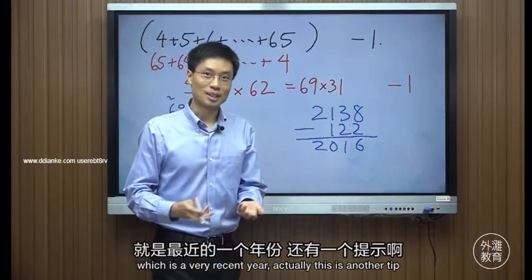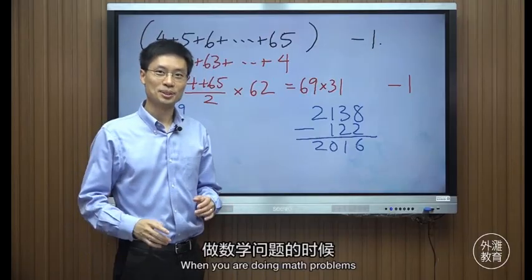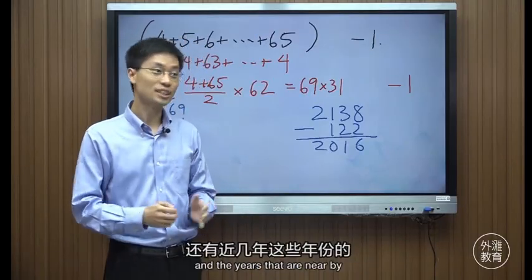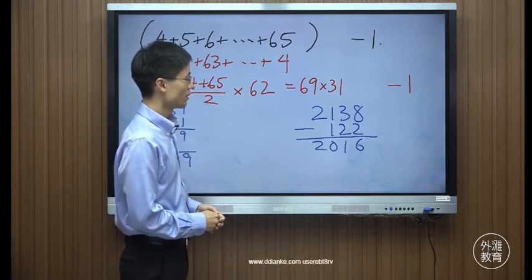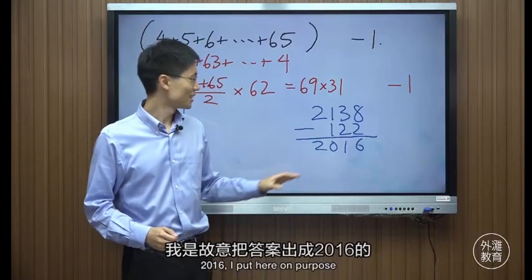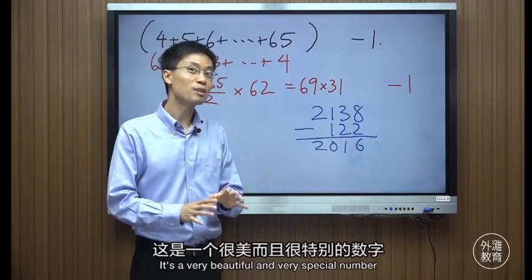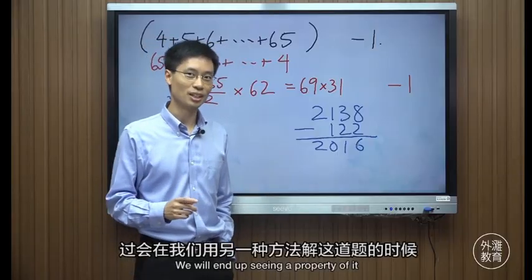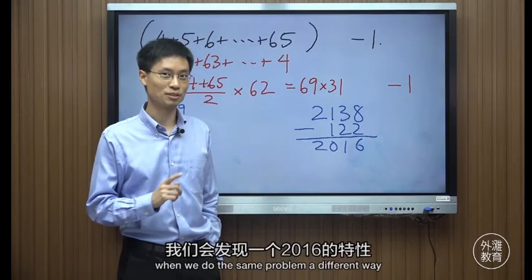Actually, this is another tip. Whenever you're doing any math problems, make sure you know all of the properties of the year that you're in and the years that are nearby. So the answer is 2016. 2016, I put here on purpose. It's a very beautiful and very special number. We'll end up seeing a property of it when we do this same problem a different way.